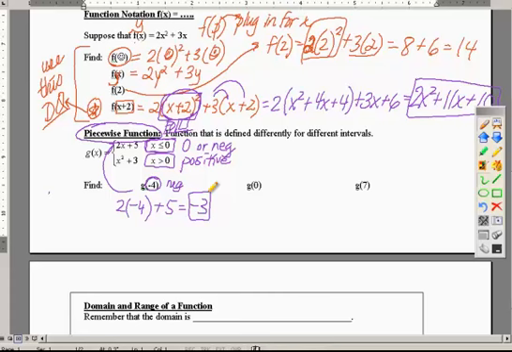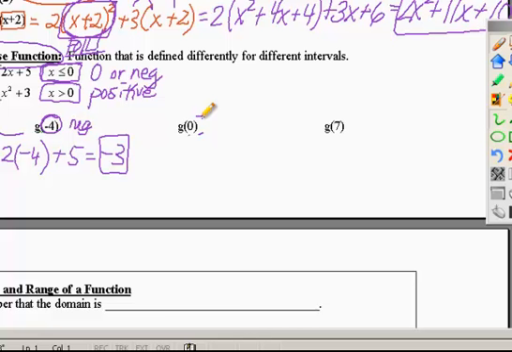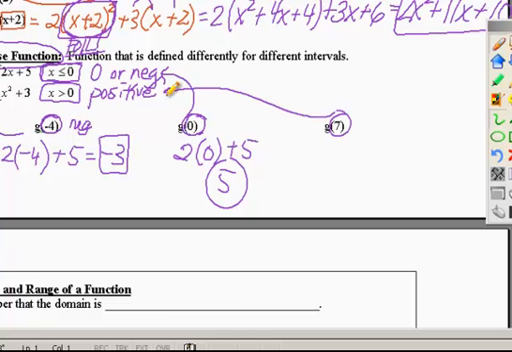So I try the second one. At 0, I'm going to put it in the top one again. So 2 times 0 plus 5 ends up being 5. Okay, the last one is a positive number, so I'm going to put it into the bottom equation. So I take 7 and square it, plus 3. 49 plus 3 ends up being 52.